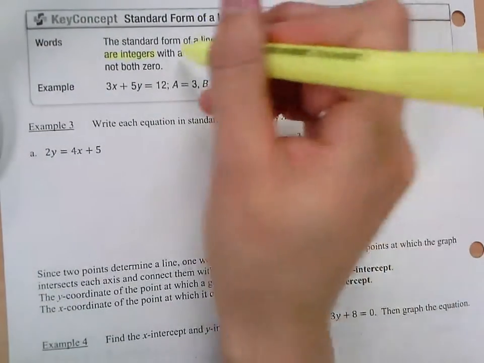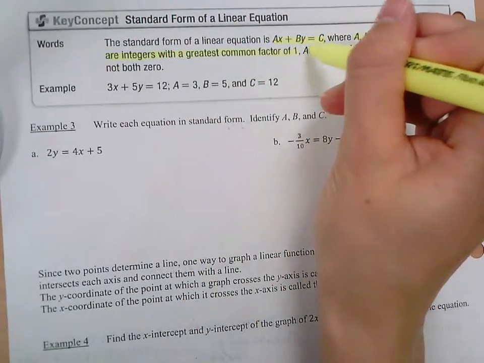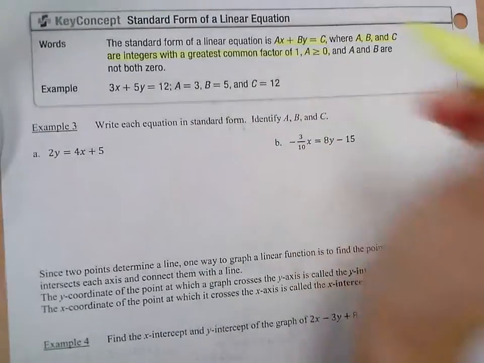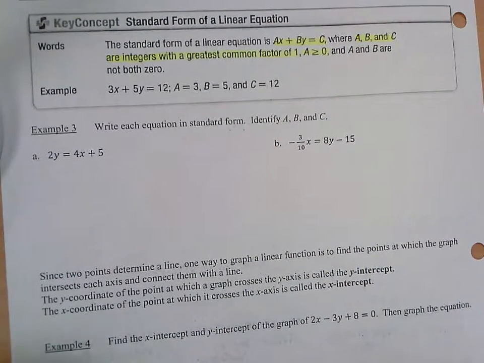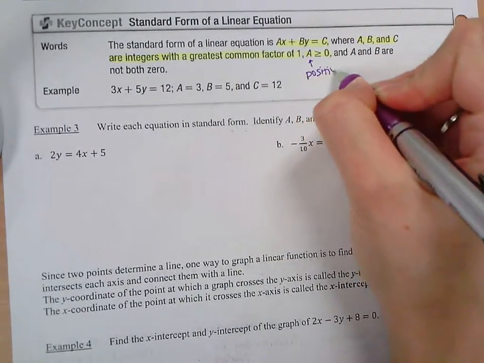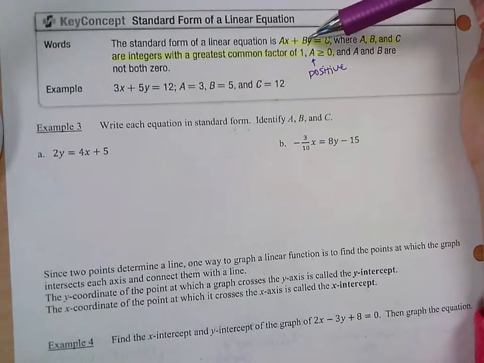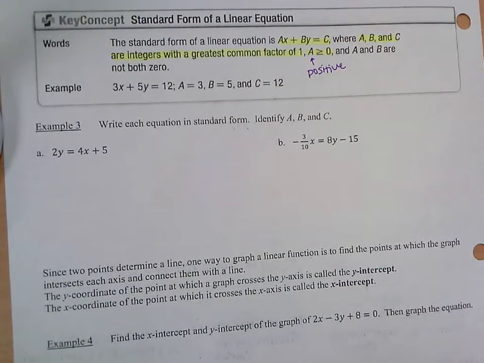And then they have a greatest common factor of 1. And your a value has to be greater than or equal to 0, meaning your a value, if it's not 0, has to be positive. A is the only one that has to be positive. B and C can both be negative. And then A and B can't both be 0. The reason they're saying that is, if A and B were both 0, then you wouldn't have a variable, which means you wouldn't have a linear equation.